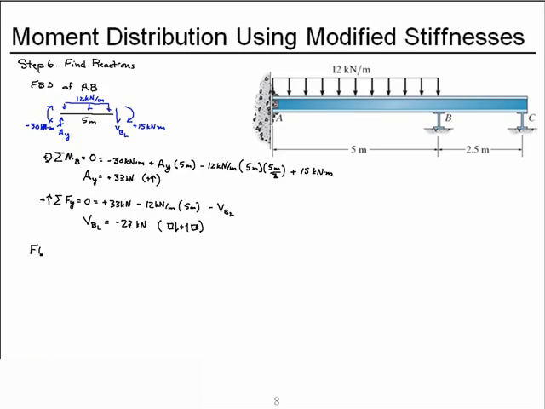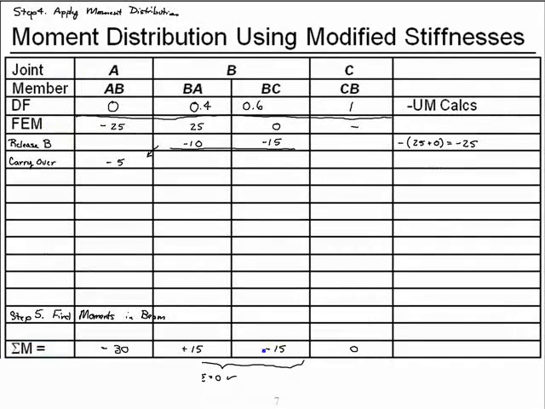Now, a free body diagram of member BC. This one's only 2.5 meters long, with an unknown vertical reaction at C, an unknown shear just to the right of B, and a moment at B that we found to be negative 15 kilonewton meters.